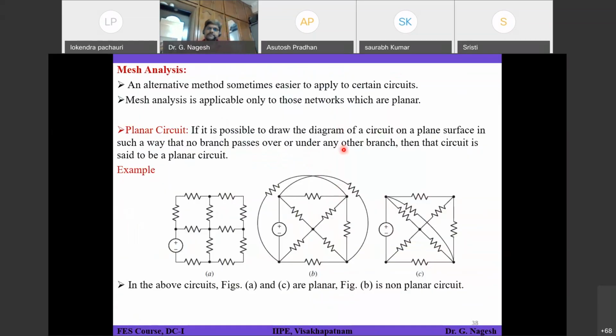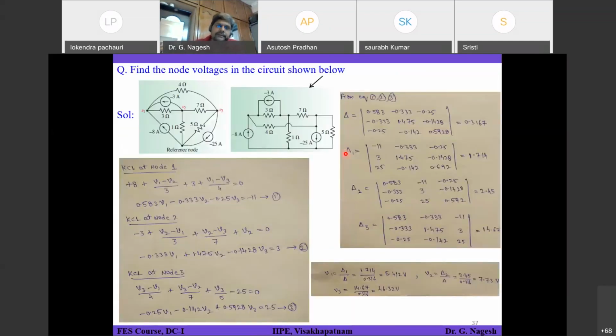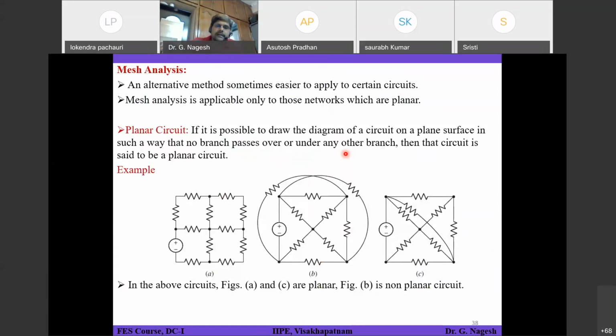Next, we have seen nodal analysis and how to write the expressions for node currents, or currents leaving from that particular node. Next, we'll see what is mesh analysis. Mesh analysis is similar to your KVL, Kirchhoff's voltage law, but there is a slight difference between the two. We'll see what that is.